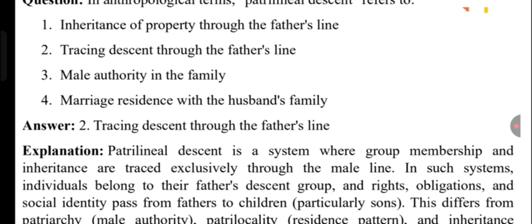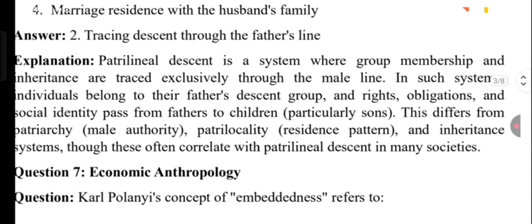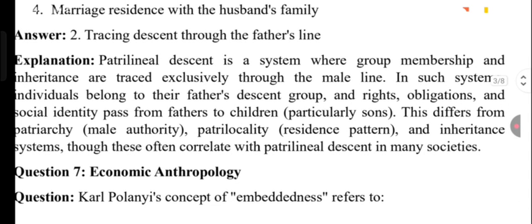Explanation: patrilineal descent is a system where group membership and inheritance are traced exclusively through the male line. In such a system, individuals belong to their father's descent group, and rights, obligations and social identity pass from father to children, particularly sons. Okay.